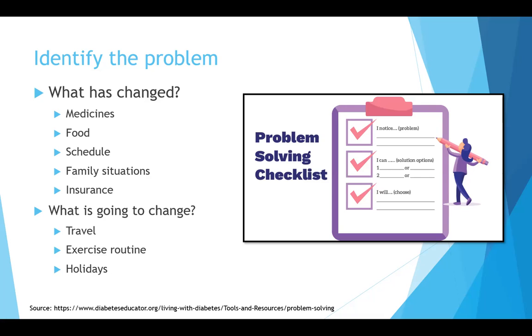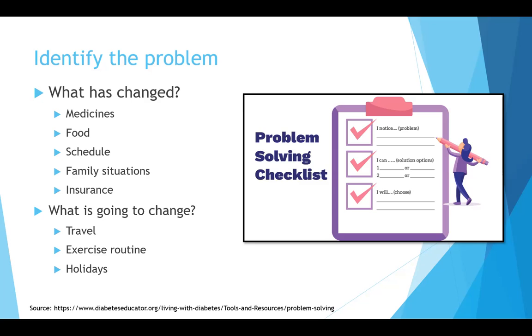So first things first, we identify a problem by trying to figure out, okay, well, what triggered this problem? What's actually changed? Has your medication been adjusted? Are you eating a different type of food than you normally do? What about your schedule? Maybe you're waking up earlier, going to bed later, and that has had some type of unforeseen problem. Maybe your family situation has changed and you're trying to take on the role of a dual caregiver where you're kind of part of that sandwich generation where you're taking care of your kids as well as your parents, and that has impacted your diabetes care.